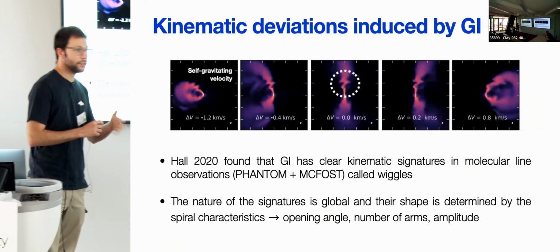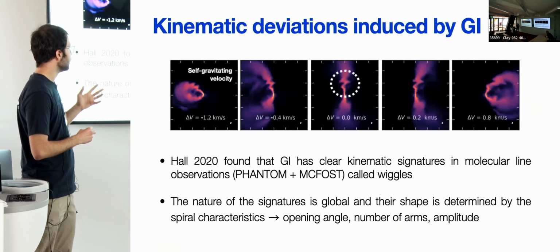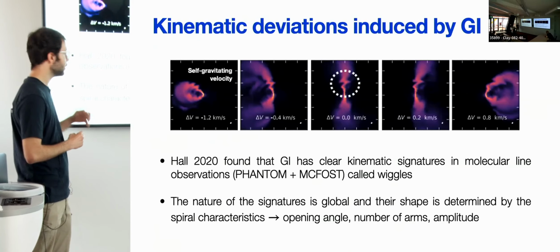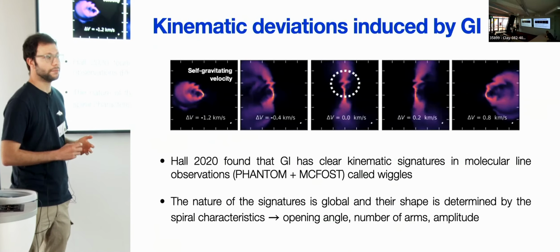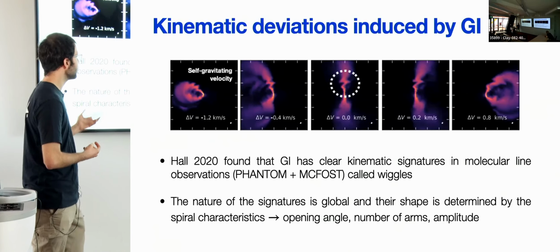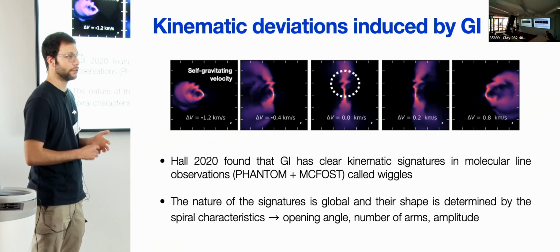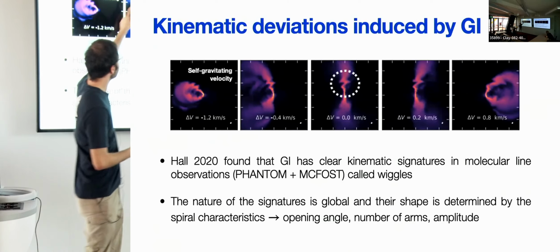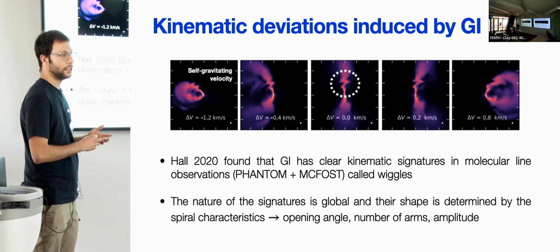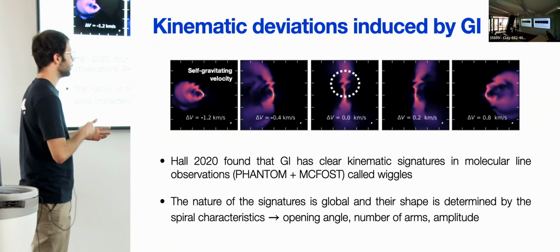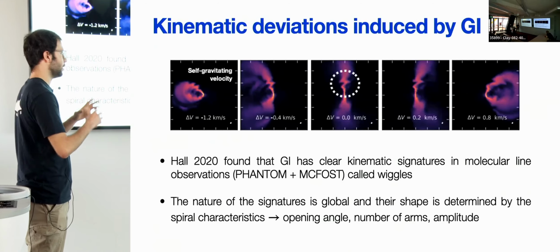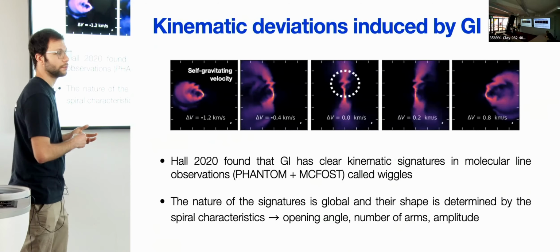So Cassandra Hall in 2020 performed Phantom simulations of gravitationally unstable disks, and then post-processed them with MCFOST. And she found that the gravitational instability leaves clear kinematic signatures in molecular line emission. And you can see from these pictures what I'm talking about. The nature of this perturbation is global rather than localized, and the shape of the perturbation is determined by the spiral and the disk properties.